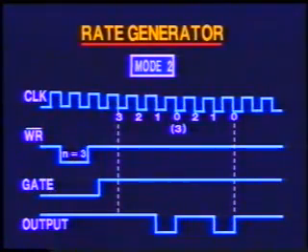Change in count value is allowed when the count is in progress. However, the change becomes effective only after the next output pulse. This mode generates pulses occurring at a rate specified by the count value.